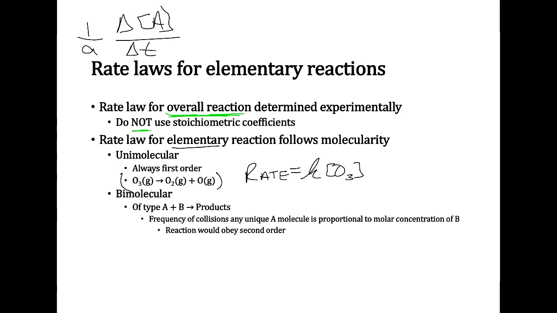So now let's look at a bimolecular example. Our mechanism is A plus B going on to form products. So we would just go ahead and say the rate is equal to K times A times B. But this has to be an elementary step. If it's an overall step, you can't look at the coefficients and write your rate law from it. But if it's an elementary step, you can.